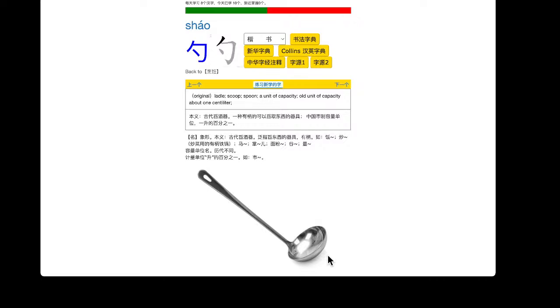Now it's also a unit of measure, a unit of capacity. It's old and not usually used in modern days anymore. It used to be a unit of measure, about 1 centiliter. So this is 勺.